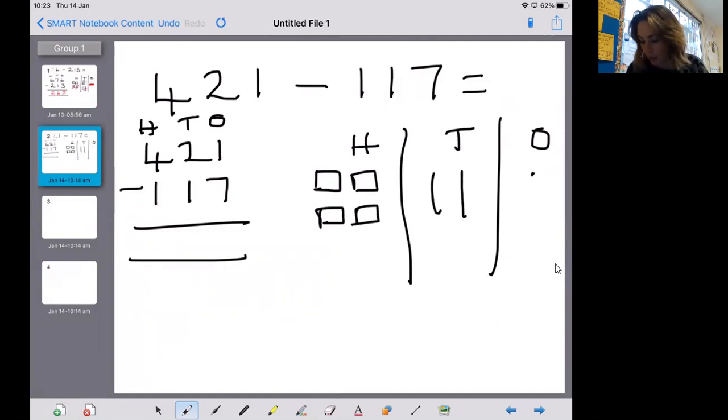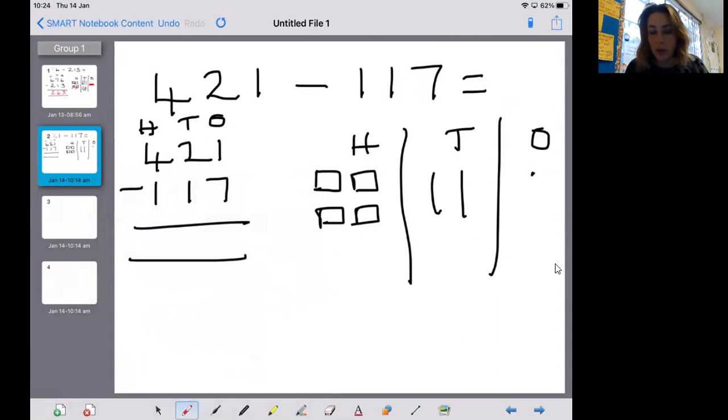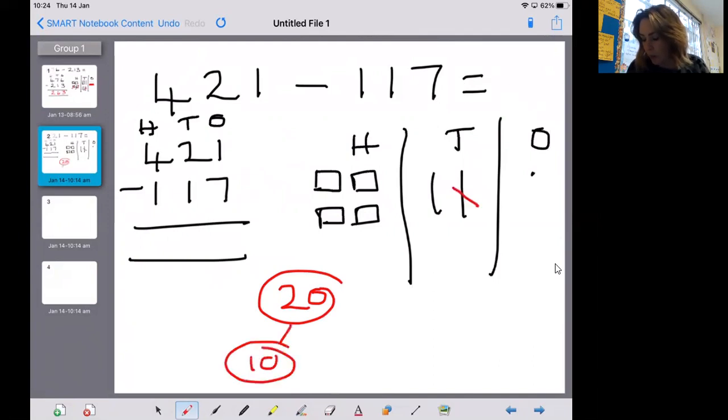So let's have a look. I'm just going to change my colour, so hopefully it makes a bit more sense. We always start with the ones because they're the smallest. If you can see from my ones, I cannot take 7 ones away from the 1 I've got. So I need to regroup one of my tens into 10 ones. 1, 2, 3, 4, 5, 6, 7, 8, 9, 10. Because that 20 is now made up of 10 and then 10 ones.